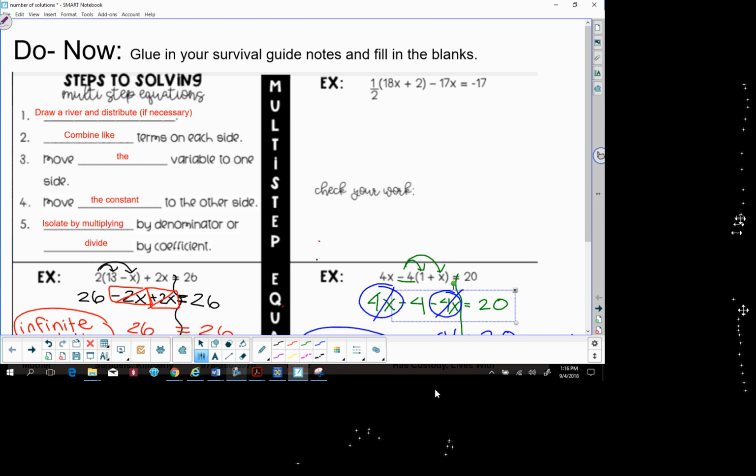But all we do, we first draw our river. What is 0.5 times 18, or half of 18? 9x. What's half of 2? 1. And then I bring everything else down. Then, is there anything to combine on this side? Not that 9x.